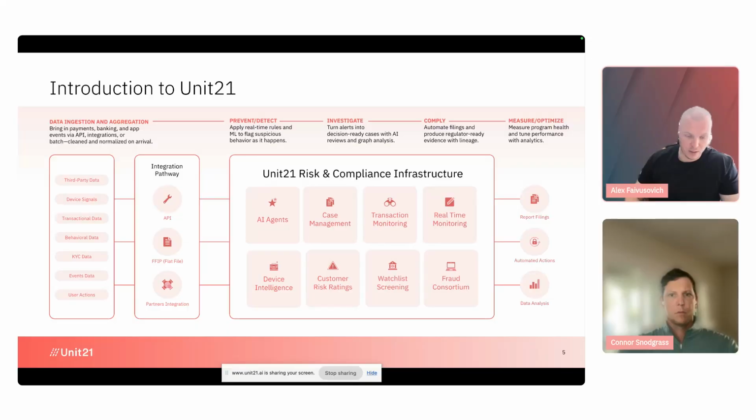At the center of the screen, you see what Unit21 offers in terms of our risk and compliance capabilities, which include AI agents for automation of alerts and triaging, case management for investigations, transaction and real-time monitoring, device intelligence for behavior and fraud signals, customer risk ratings to measure entity-level risk, watchlist screening for sanctions and PEPs, and a fraud consortium for shared intelligence with other members who participate in the consortium.